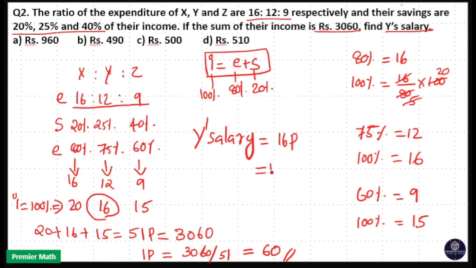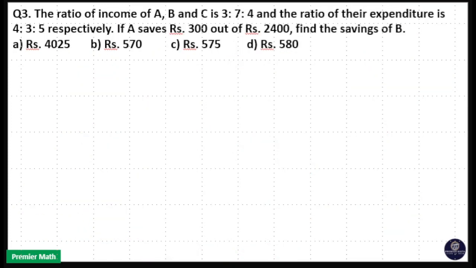That means 16 into 1 part is equal to 60. So 16 into 6 is equal to, 6 6s are 36, 6 into 1, 6 plus 3, 9. So 960 will be your answer. So option A is your answer. Next is question number 3.